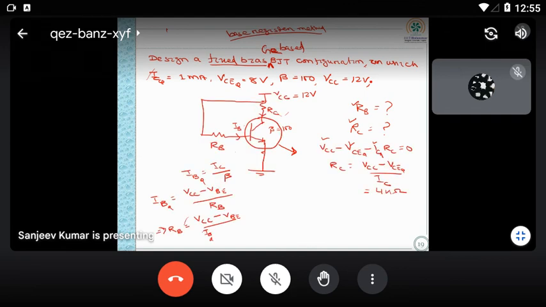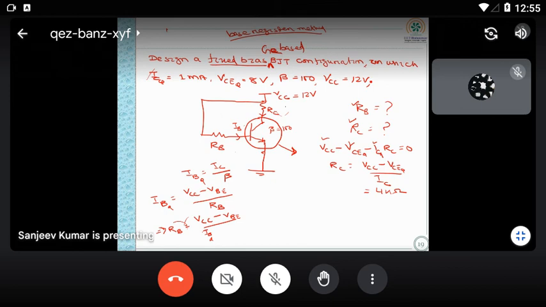The solution I have already made here; you can check it. Here IBQ is equal to IC by beta, and IBQ is VCC minus VBE by RB. So RB is equal to VCC minus VBE by IB. IB is found from IC by beta, since ICQ and beta are given. From IB you can find out RB.